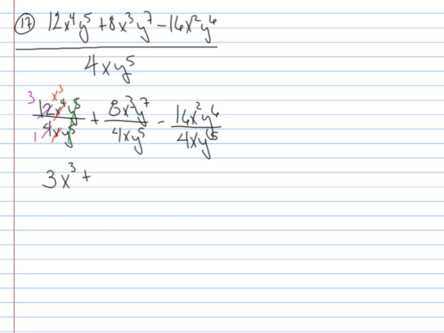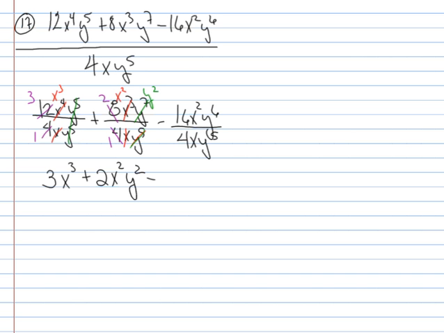Moving on to my second term, everything is positive, so I'm going to put a plus sign here. I can look at this and say, hey, 4 goes into 8, leaves a 2 here and a 1 here. My x's leave x squared on top. The y's cancel, leaving a y to the second power. So my second term is 2x squared y squared.